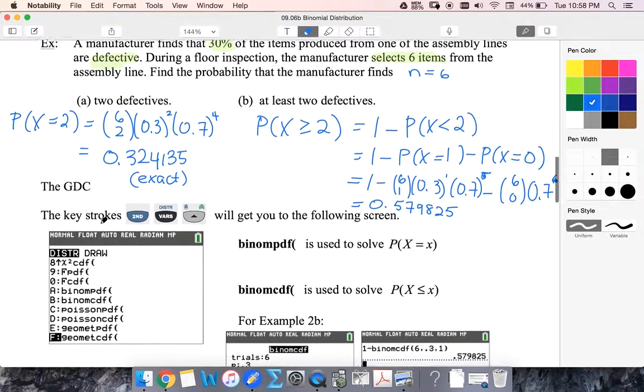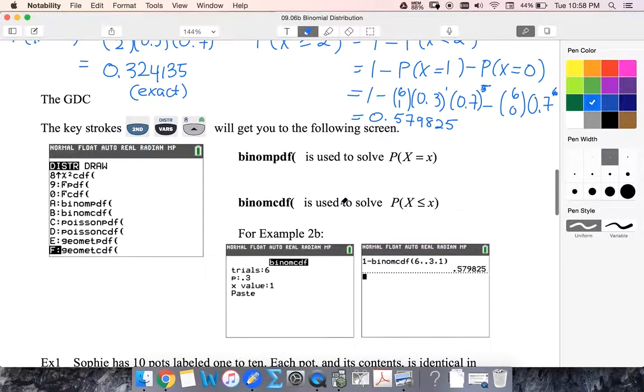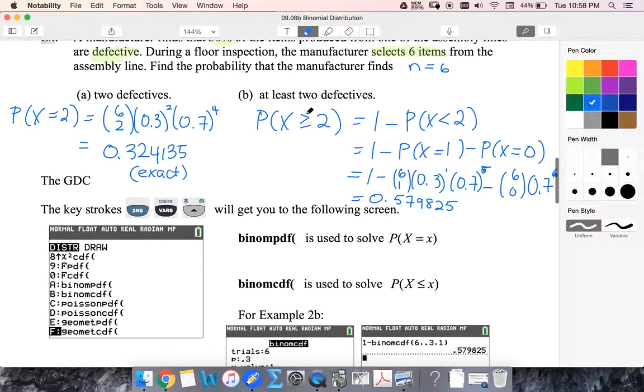So the calculator function, notice that we've got binomPDF, so this is when it's exactly equal to a number. binomCDF, the C stands for cumulative there, and this only works for x's less than or equal to. So notice here we had greater than or equal to. Well, here we said less than 2. I also could have said less than or equal to 1.